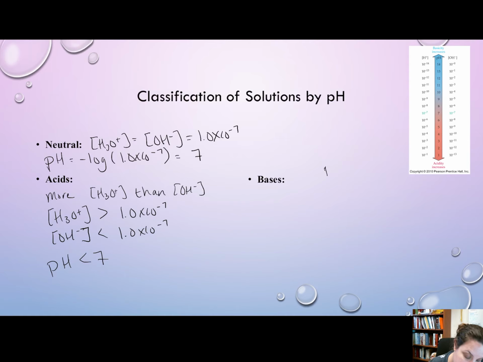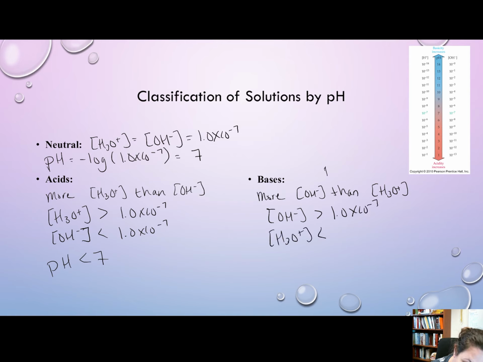For a basic solution, we have more hydroxide than hydronium. So our hydroxide concentration is now going to be greater than 1.0 times 10 to the negative 7, while our hydronium concentration, due to Le Chatelier's principle, will be less than 1.0 times 10 to the negative 7. So again, this is a shift. If you increase one, you're going to have to decrease the other. Our pH here would be greater than 7. However, our pOH would be less than 7.